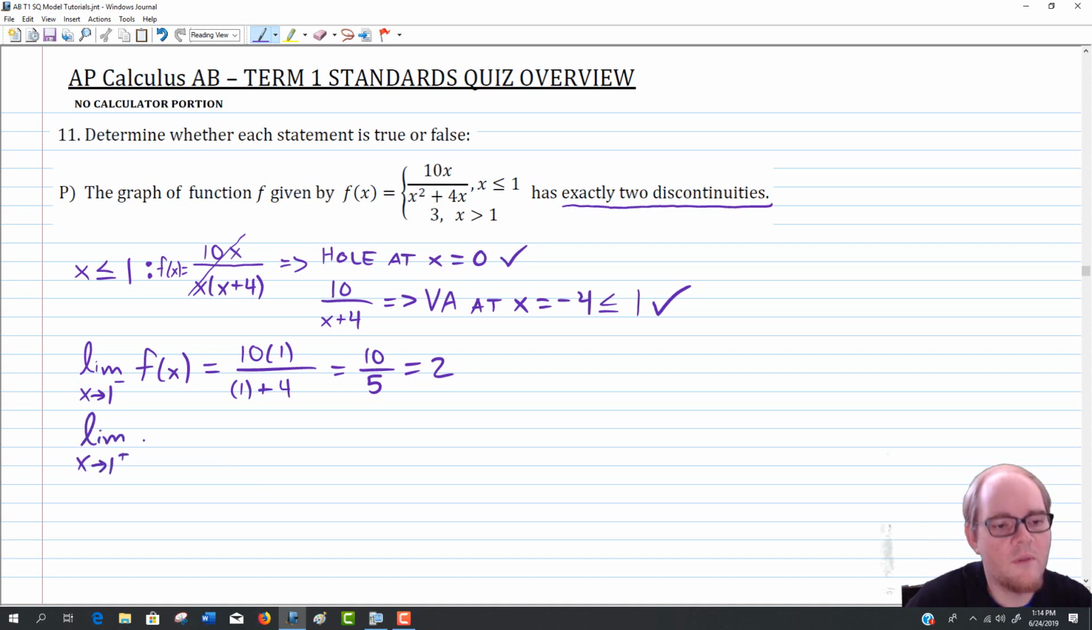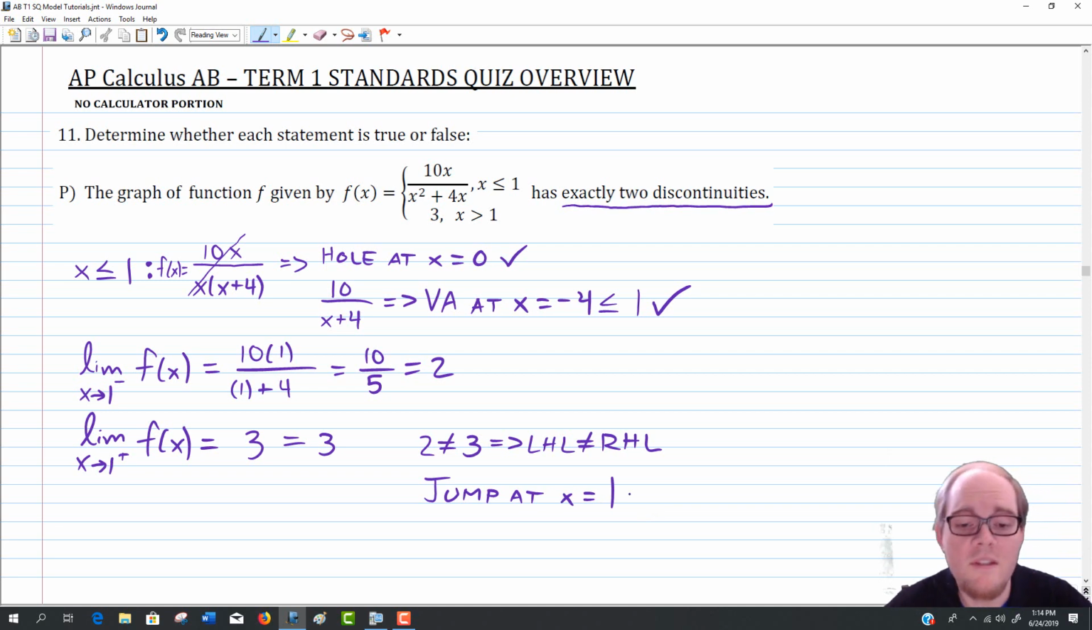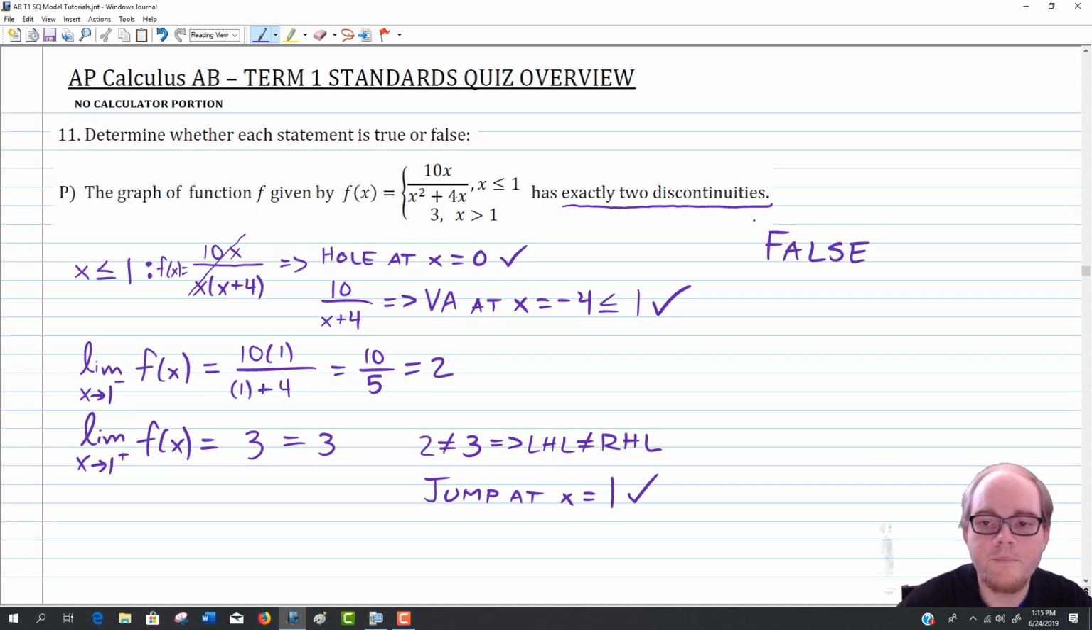So let's compute that right-hand limit. The limit as x goes to 1 from the plus side of f of x, so we're going from the right. In this case, that's just going to be 3. So our limit is equal to 3. Now, unfortunately, 2 does not equal 3, which implies that the left-hand limit does not equal the right-hand limit. And that's huge because that tells us that there's actually going to be a jump at x equals 1. A jump is a discontinuity as well, which means that we actually have 1, 2, 3. And even if there were more, we've at least proven that there are at least 3 discontinuities, which means that this statement is definitely false as well.